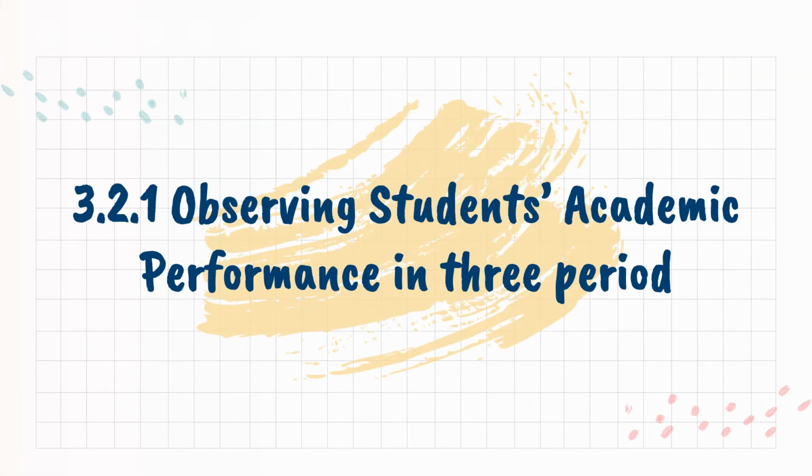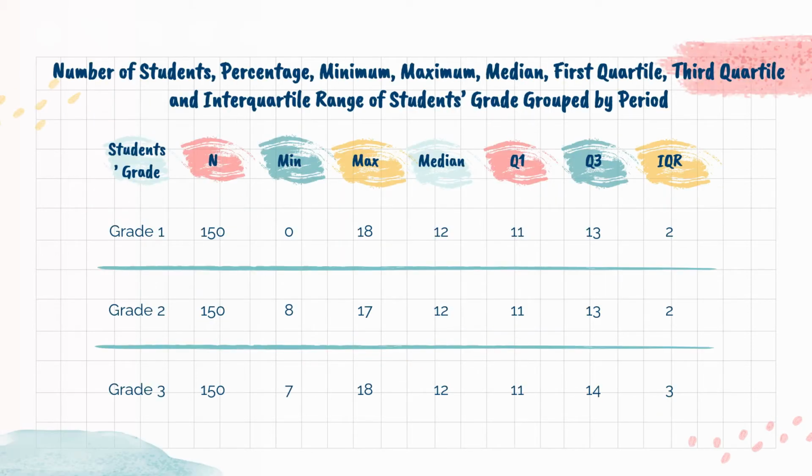I will continue the presentation with observing students' academic performance in 3 periods. And here is the table that consists of information for the students for grade 1, grade 2, and grade 3. As we can see here in the table, grade 1, grade 2, and grade 3 have the same median, which is 12.